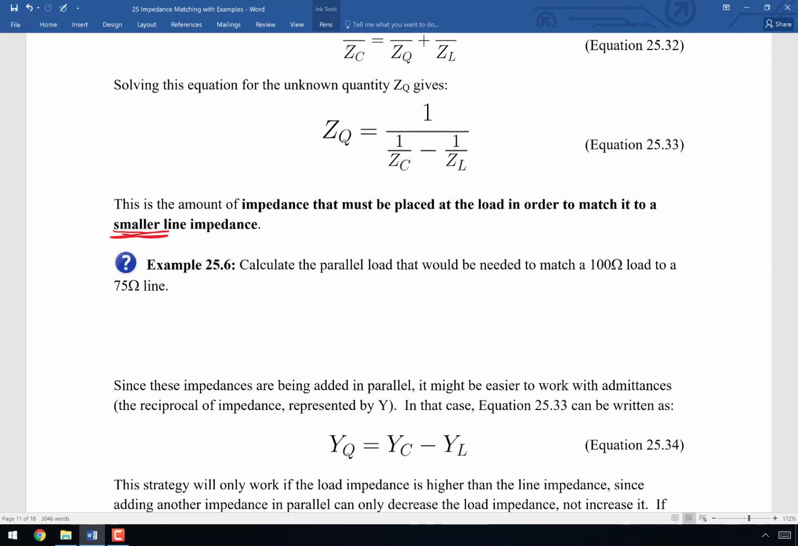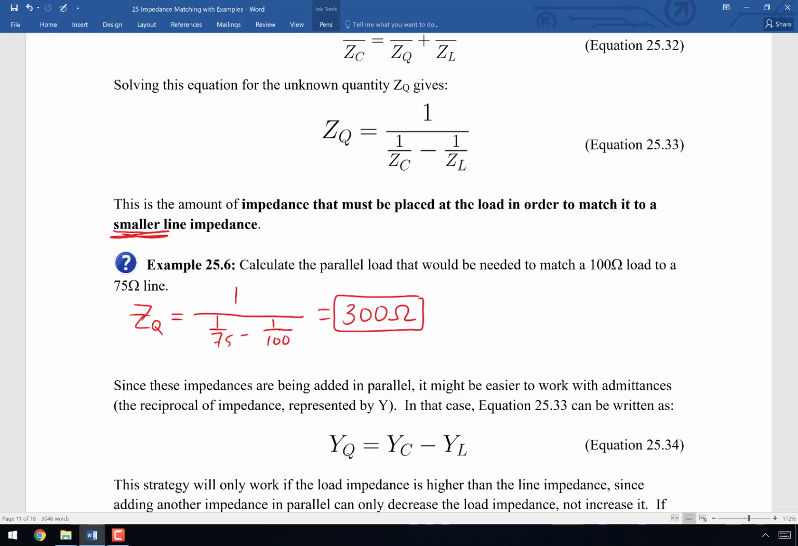So let's calculate the parallel load that would be needed to match a 100 ohm load to a 75 ohm line. Again, a lot of the math is sort of being pre-done for us, which means that the actual calculation is actually not that hard. There will very likely be a question about impedance matching on the next exam, and you will likely be very happy with that question because it's not hard, as long as you understand what these equations mean.